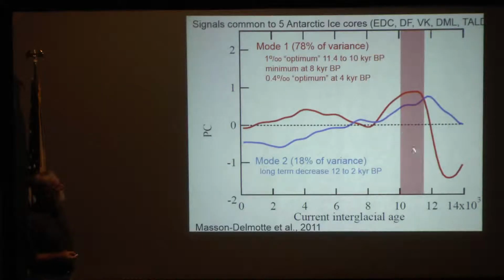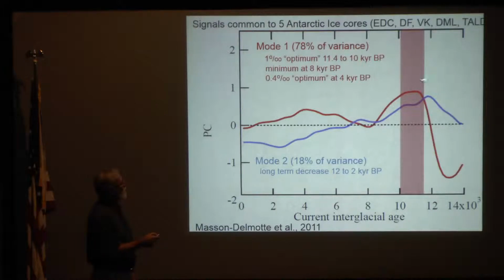I went to the ice cores of East Antarctica. Valerie Masson-Delmotte has published on the Holocene, so it's modern times here, 12,000 years ago. And this is a stack of signals that are common to 5 ice cores in East Antarctica. And she came up with 2 modes of variance. This red one is the dominant mode of variance, 78% of the shared signal.